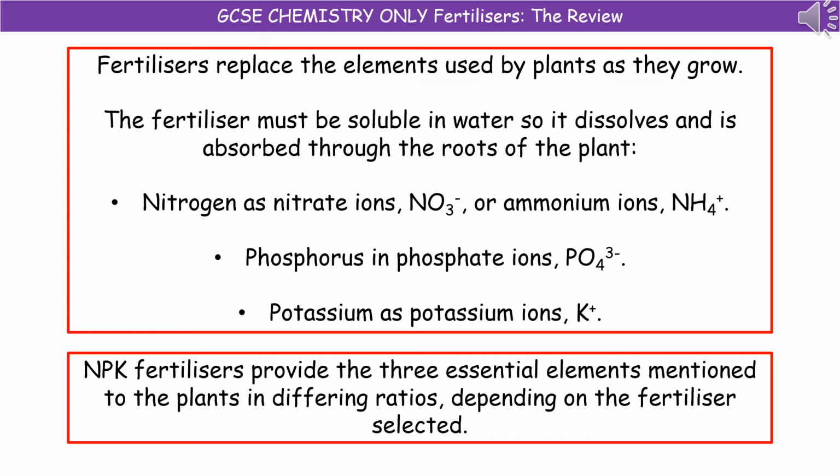The type of fertiliser we tend to use is NPK fertiliser, and NPK just stands for our three essential elements: nitrogen, phosphorus and potassium, and we get them in different ratios depending on which fertiliser we pick.